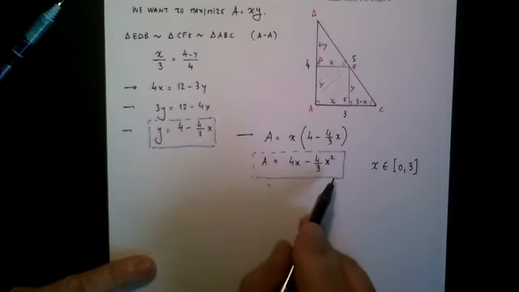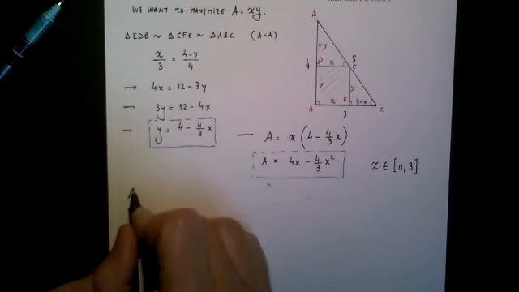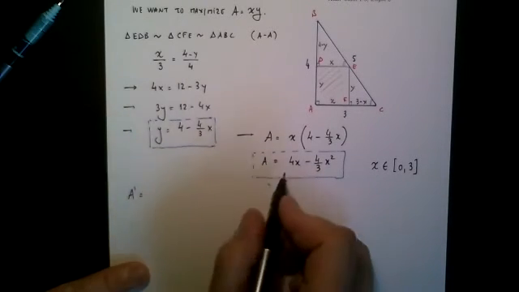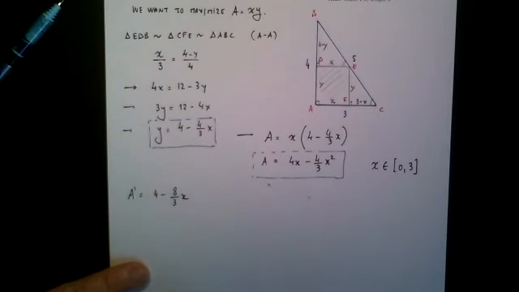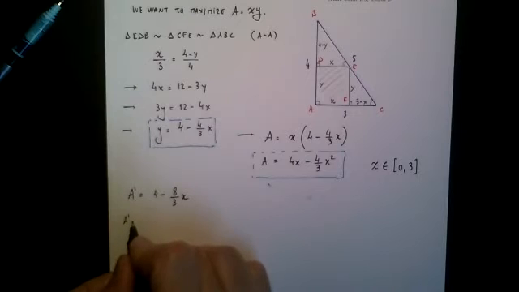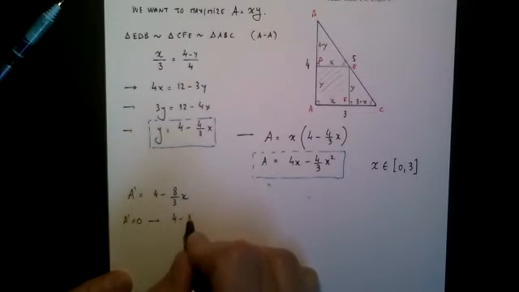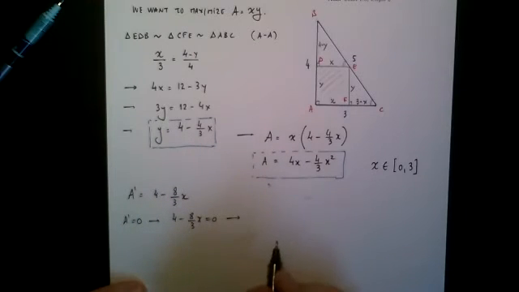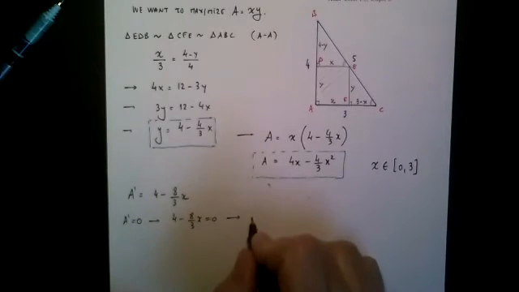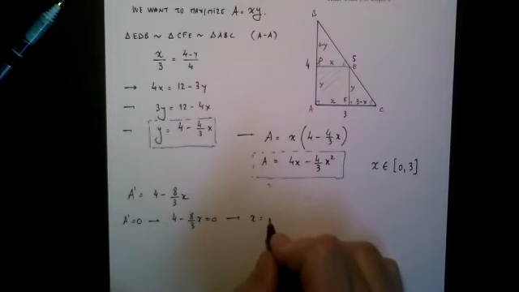Now we're going to maximize, so let's find the derivative. A prime is equal to 4 minus 8/3 X. This is the derivative of my area. A prime equals 0 implies that 4 minus 8/3 X equals 0. And so if I solve for X, 12/8, so 3/2. So X is equal to 1.5.